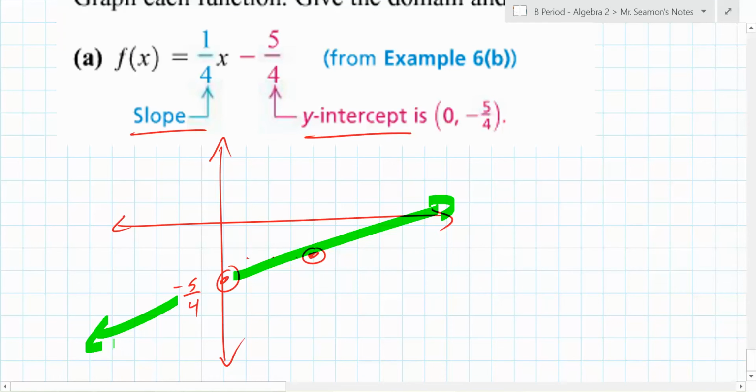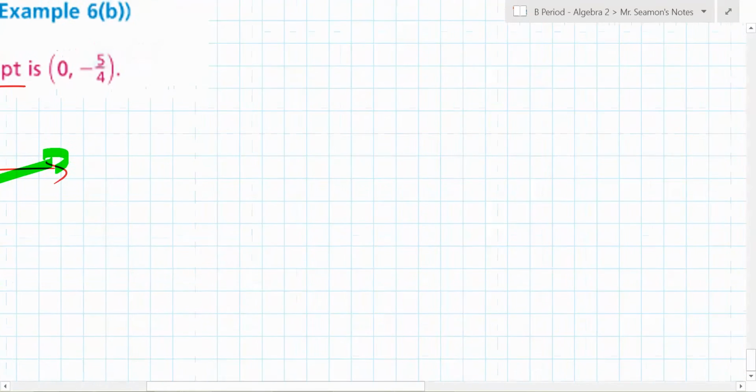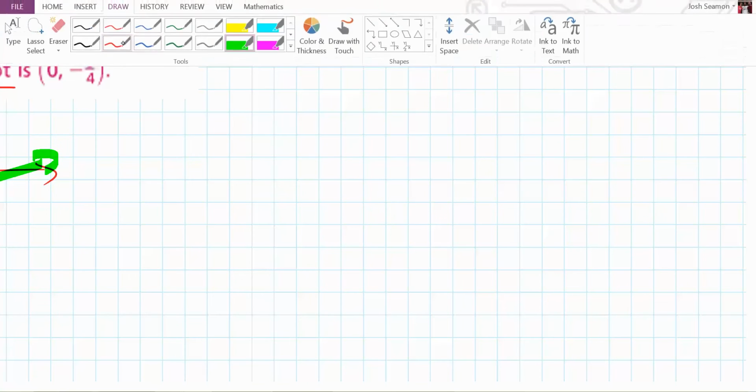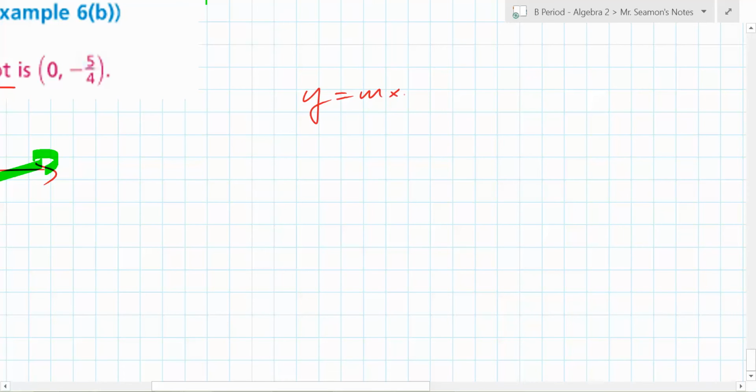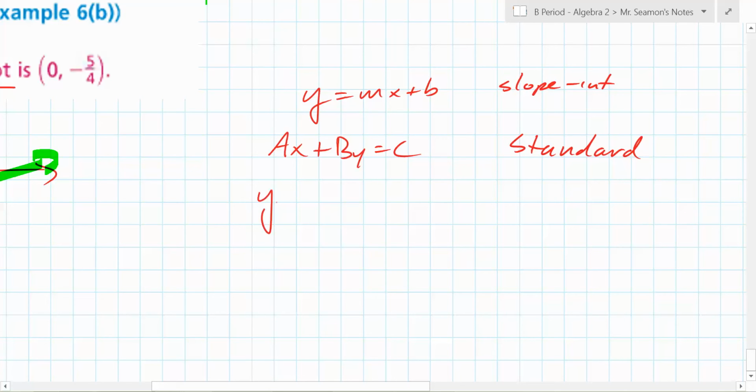How many points do you need to graph a line? 2. There are 3 equations. There are 3 different forms of a line that we have worked with. The first one is y equals mx plus b. What's that called? Slope-intercept. Then what else is there? Ax plus by equals c. That's called standard form. And what's the last one? Y minus y1 equals m times x minus x1. Correct. And then what's that called? Point-slope, because it can be any point.